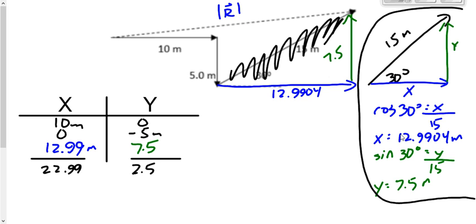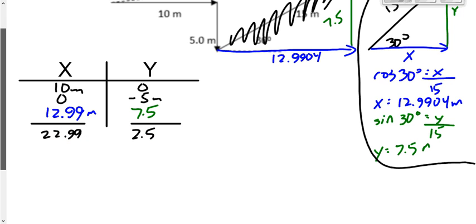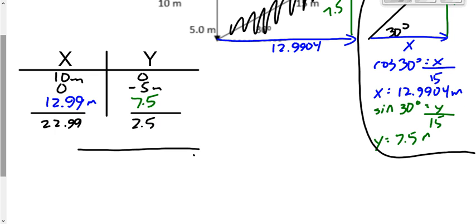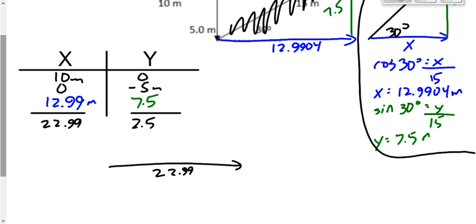We know what to do with this, right? We got 22.99 to the right. How do I know that's to the right? Yeah, it's positive, and it's the x component, not the y component. It's the x component, and it's positive, so it's to the right. The 2.5 is up because it's positive. Is that drawn correctly? Head to tail, right? Head to tail.